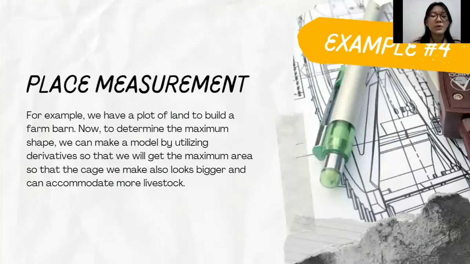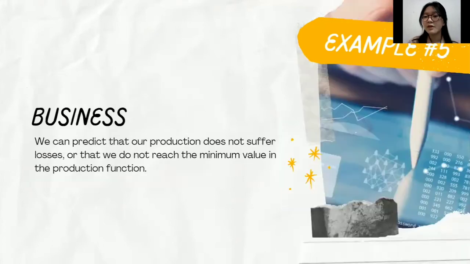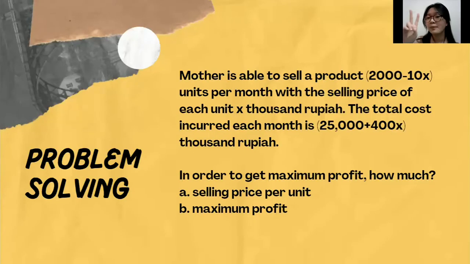For example 4, we are going to talk about land measurement. For example, we have a plot of land built as a farm. Now, to determine the maximum shape, we can make a model by utilizing derivatives so that we can get the maximum area and can accommodate more livestock. For the last example, we are going to talk about business. We can predict that our production does not suffer losses or that we do not reach the minimum value in the production function. And now we are going to solve a problem using the theory for businesses.